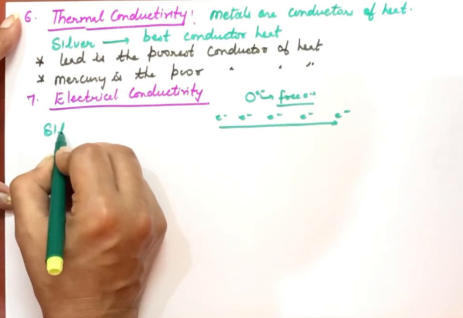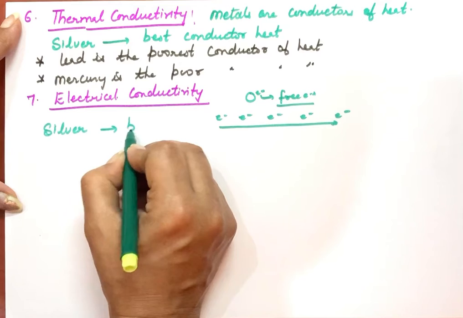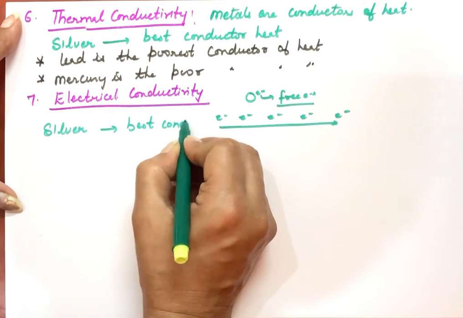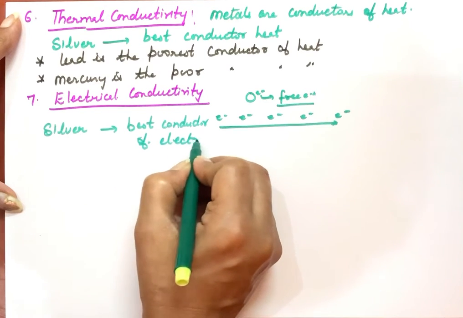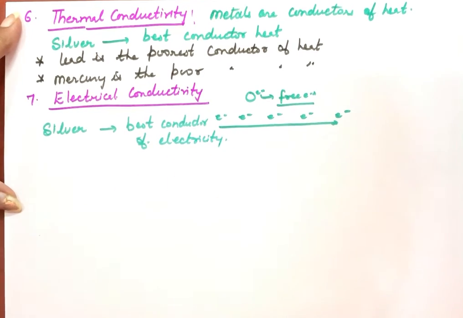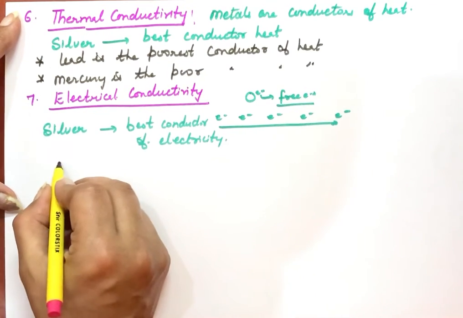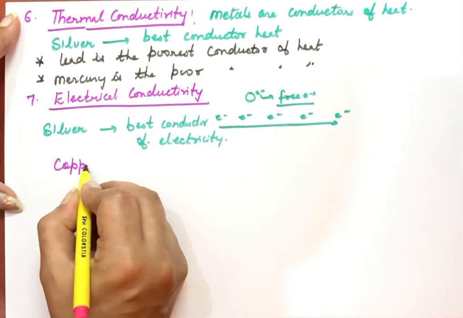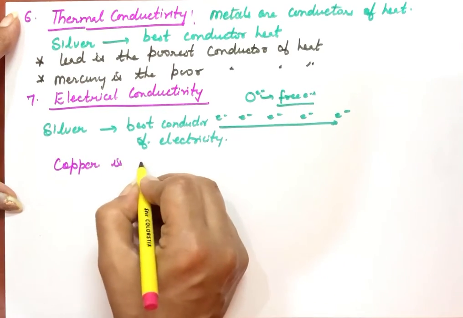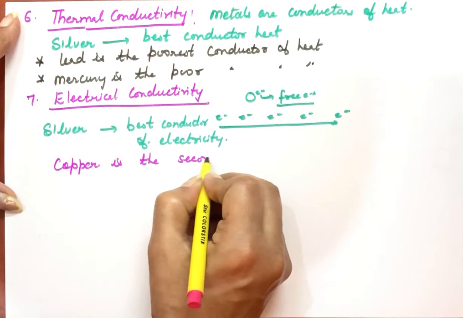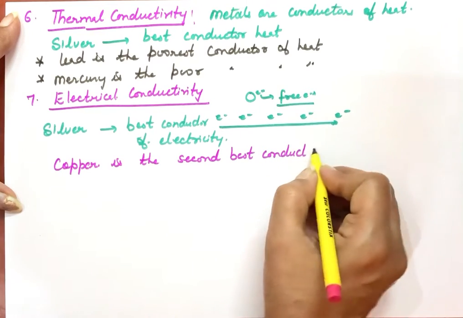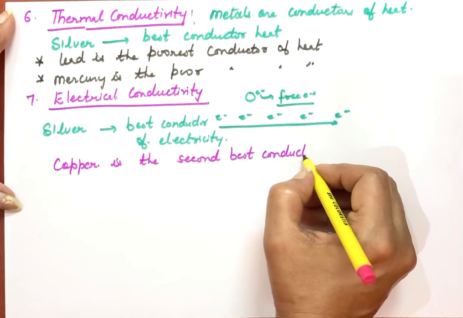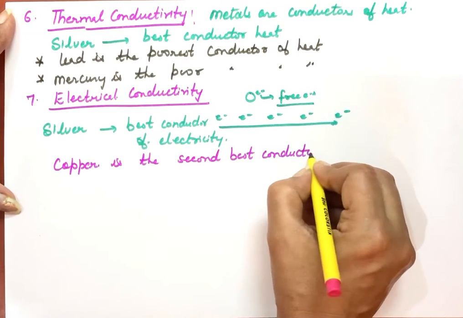Again, the best conductor of electricity is silver metal. But the wires that we use for conduction of electricity are not made of silver. These are actually made of copper. The reason is that silver is a costly metal. Copper is the second best conductor of electricity and not expensive like silver. So copper is used for making wires.